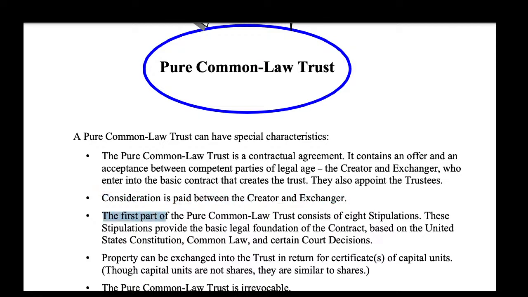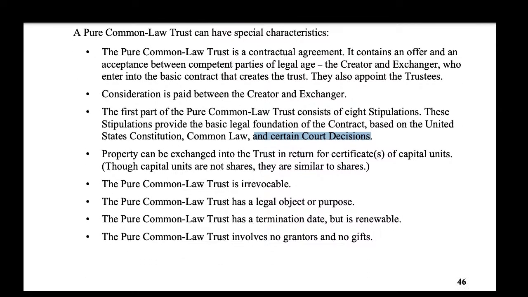The first part of the pure common law trust consists of 8 stipulations. These stipulations provide the basic legal foundation of the contract based on the United States Constitution, common law, and certain court decisions. Property can be exchanged into the trust in return for certificates of capital units. Though capital units are not shares, they are similar to shares.